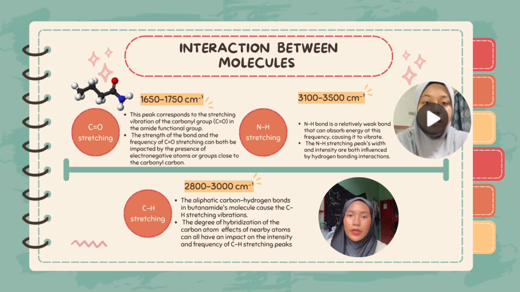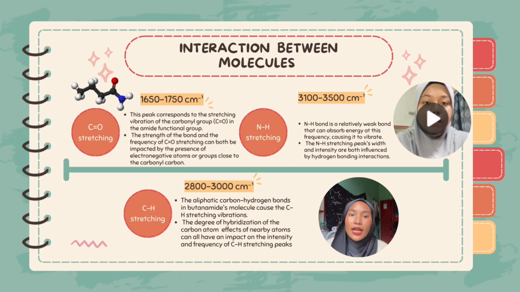Then we move to NH stretching. The NH stretching peak in butanamide is broad and often indicates the presence of hydrogen bonding interaction. The amide hydrogen can form a hydrogen bond with another electronegative atom, such as oxygen or nitrogen. Hydrogen bonding leads to the redistribution of electron density and affects the strength and length of the NH bond.